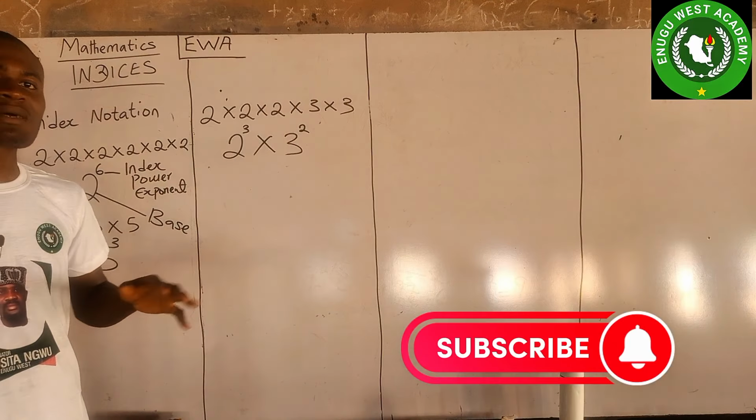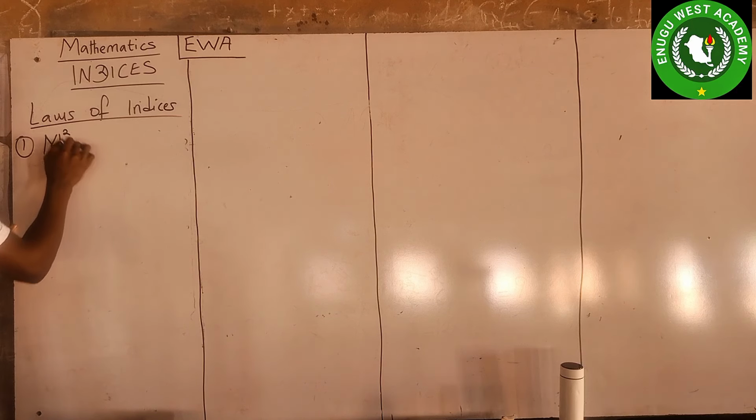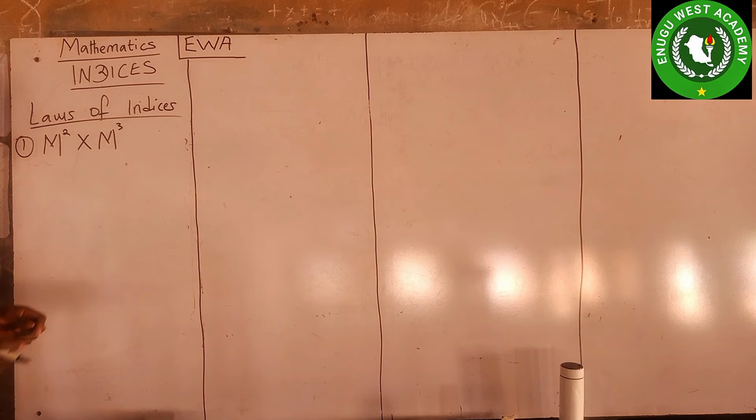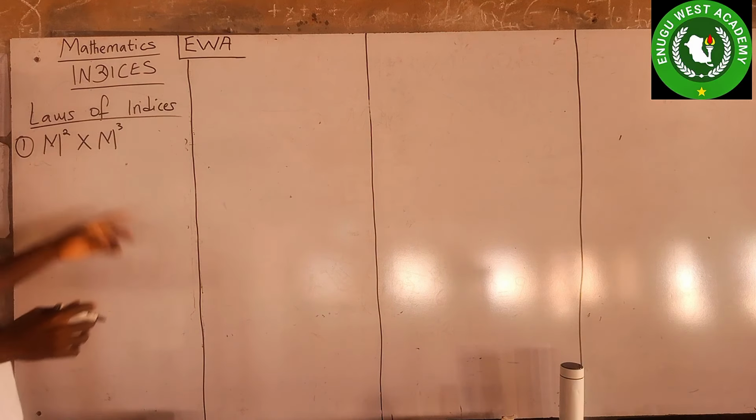We have various laws of indices, and please do pay attention to these laws. The first law is called the multiplication law. In this law, if you have m raised to power 2 times m raised to power 3.